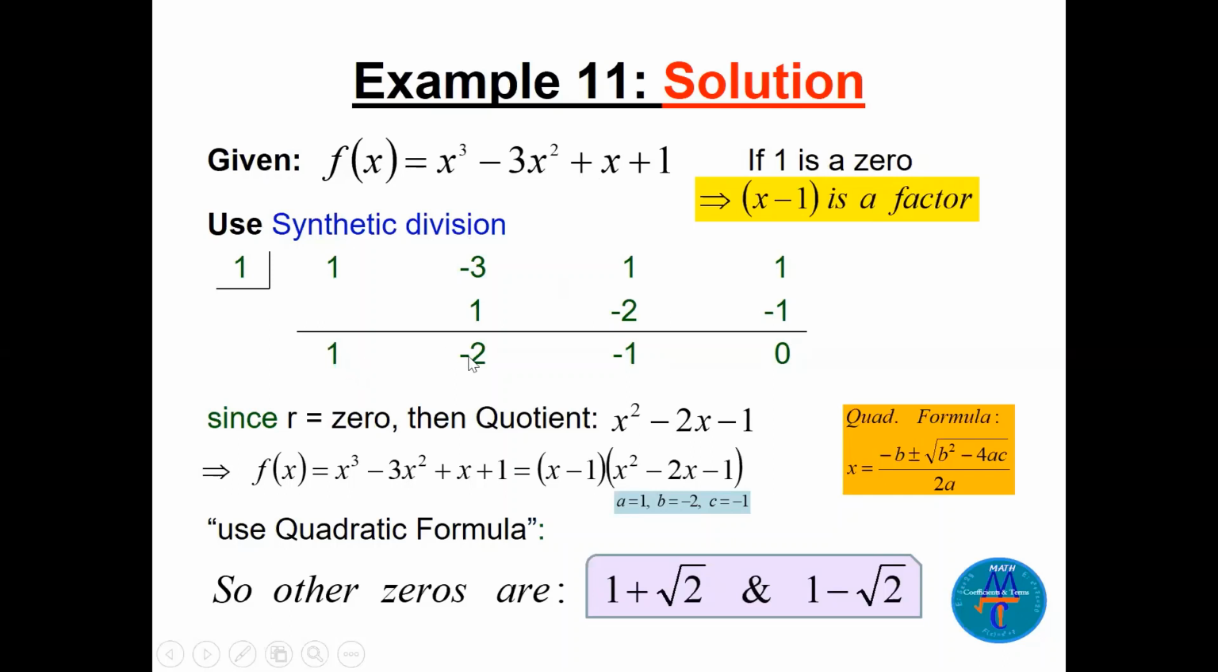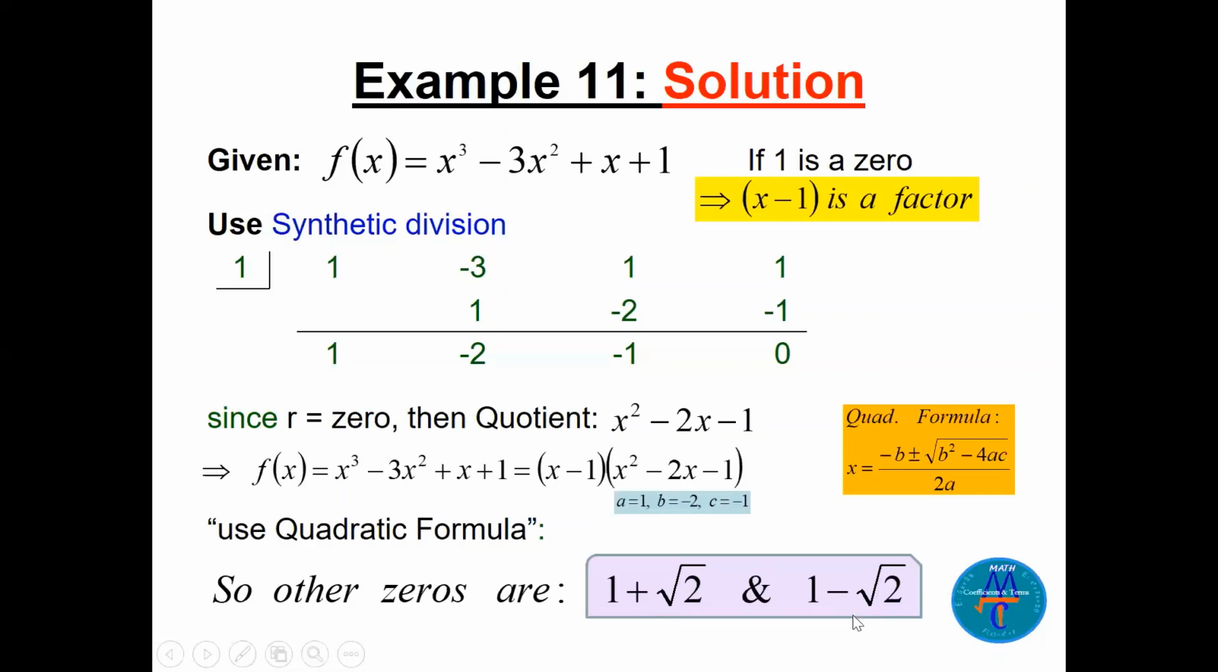See the quotient here, x squared minus 2x minus 1. We try to factor. I put x minus 1, then another quotient, x squared minus 2x minus 1. Here a is 1, b is minus 2, c is minus 1. I cannot factor. If I can factor, I will factor. But since I cannot factor, I have to go directly to the quadratic formula. When you use the quadratic formula and simplify, these are the other zeros. The other zeros are 1 plus square root of 2, 1 minus square root of 2, with a nice color here.